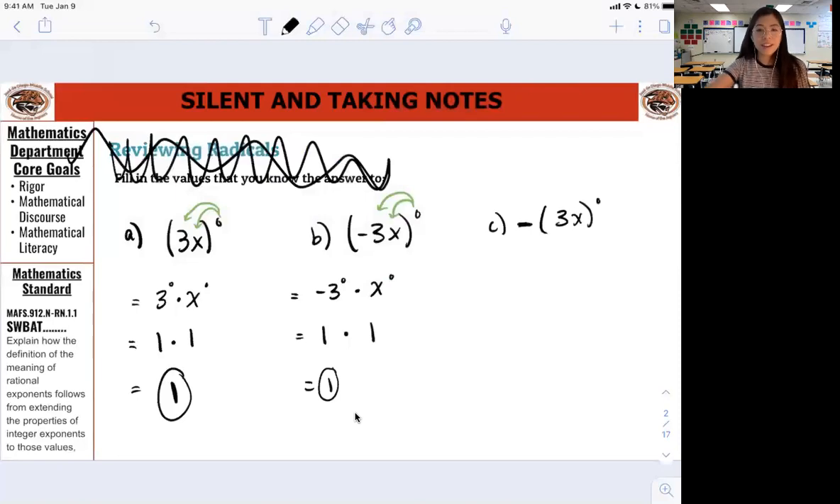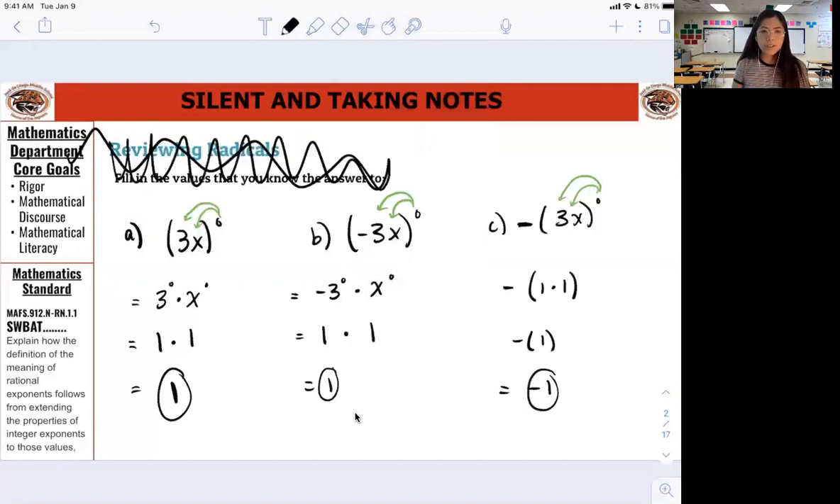Okay, and then in example C, like I was explaining, since the negative symbol is outside of the parentheses, that changes things. Because now I still get 1 on the inside, but that negative sign on the outside doesn't get applied until the very end. So similar to the other problem, it's going to be -1. -1, exactly.